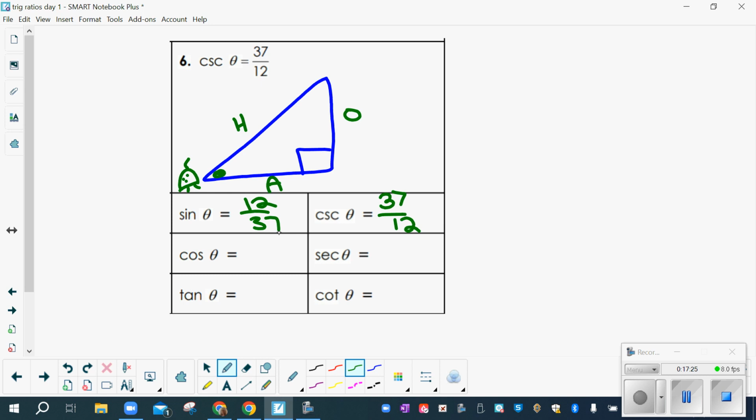Yeah? Well, now I know what the opposite side is. What is it? It's 12. So I'm going to put that as 12. I know what the hypotenuse is. It's 37. If you were a brainiac and got it from that guy, yay for you.